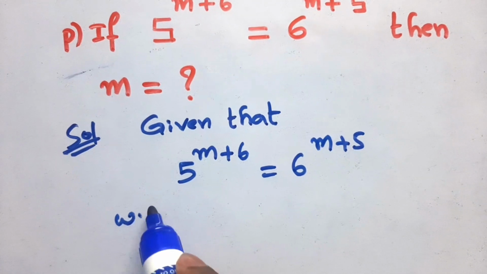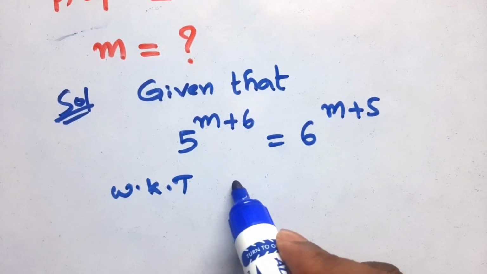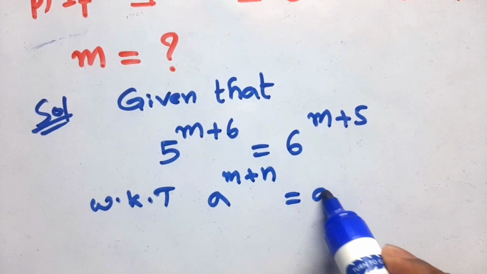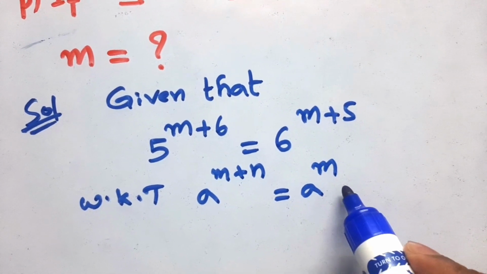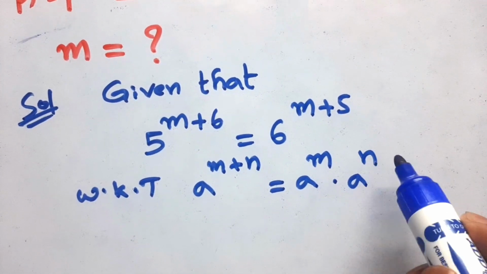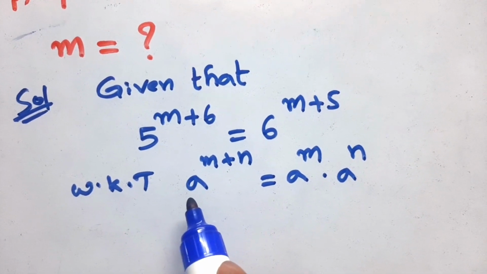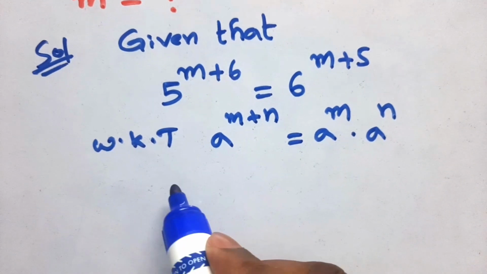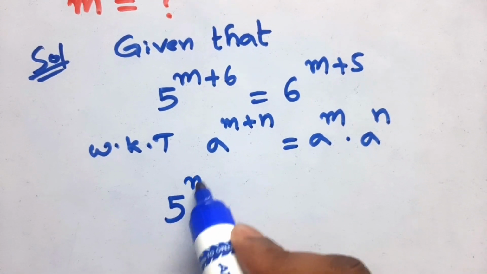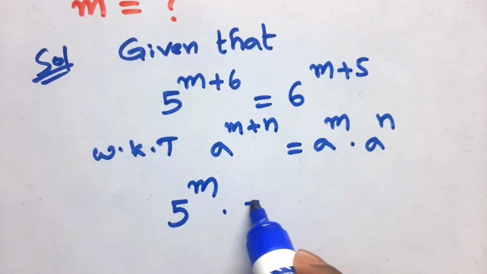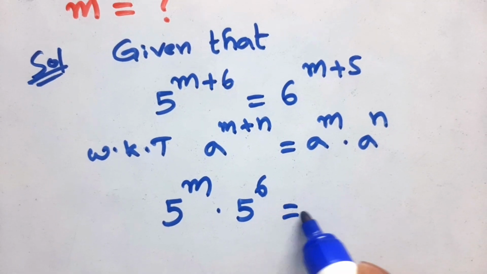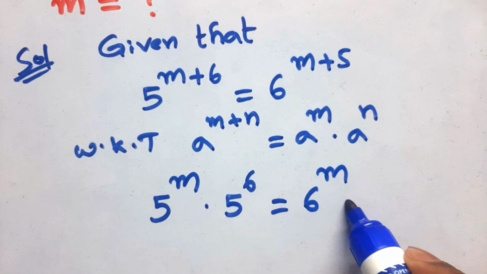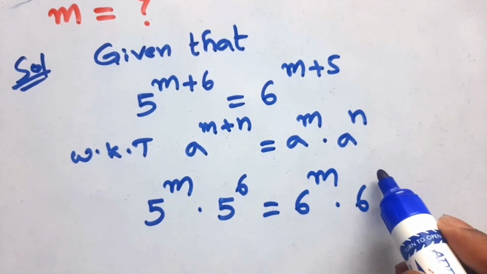We know that a to the power m plus n is equal to a to the power m into a to the power n. So you can apply this formula for this one. This will be 5 to the power m into 5 to the power 6 is equal to, here also apply, 6 to the power m times 6 to the power 5.